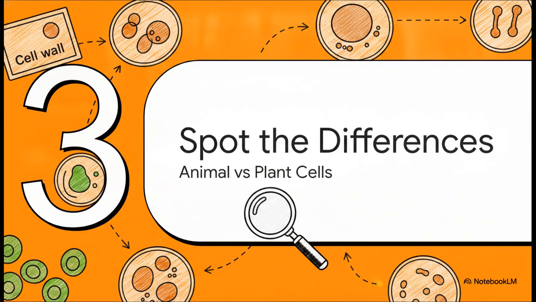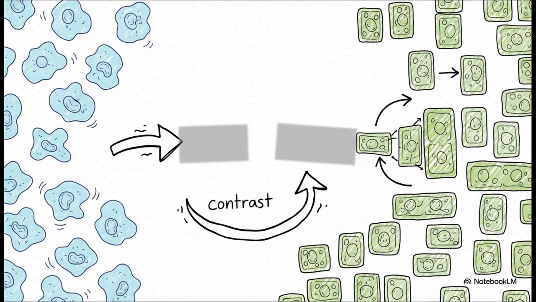Moving on to Section 3, spotting the differences. Being able to quickly tell these two apart is a crucial skill for your exams. Just look at the visual contrast here. Notice the incredibly neat, rigid, almost rectangular, blocky shape of the plant cell on the right. That shape is 100% thanks to that tough outer cell wall and the outward pressure from that giant permanent vacuole.